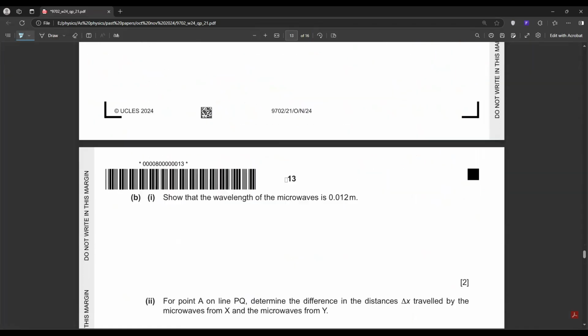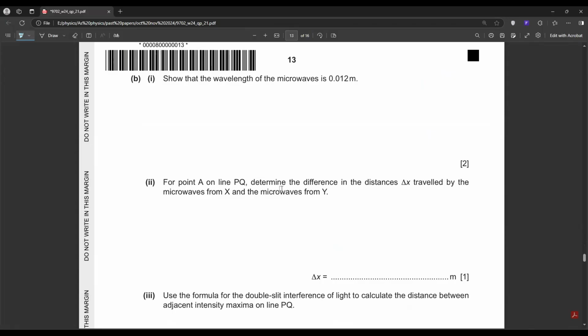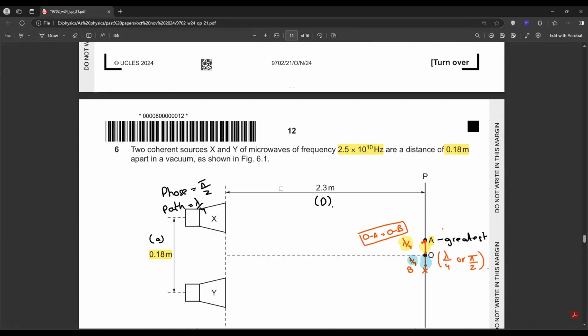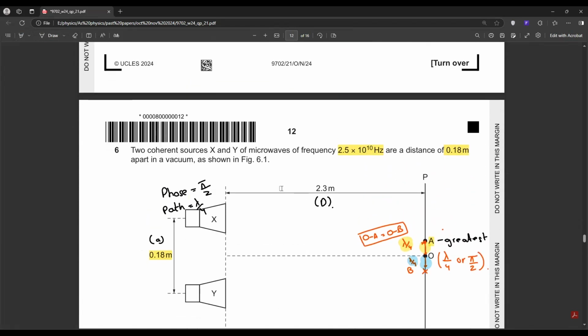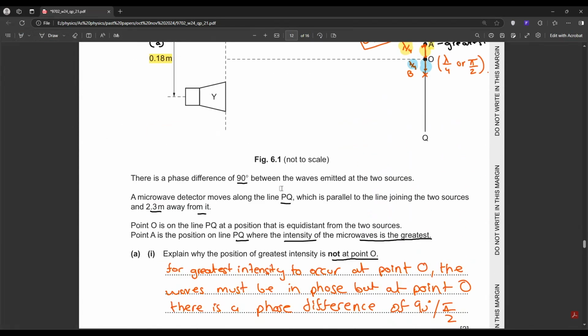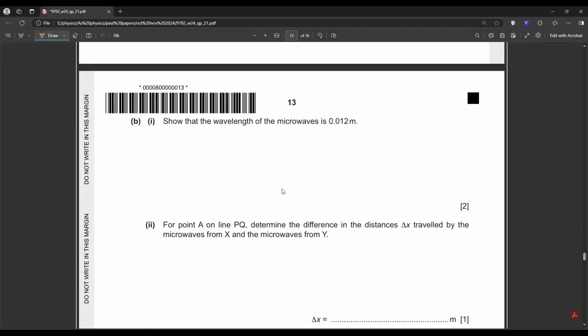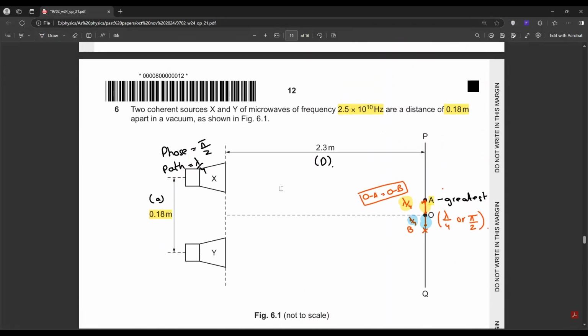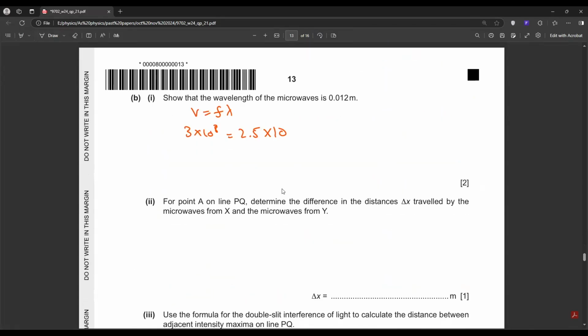Show that the wavelength of the microwave is this. Are you given the frequency of the microwave? Yeah, 2.5 into 10 raised to the power of 10 hertz. Perfect. So what will we apply? We will say v is equal to f lambda. Velocity is 3 into 10 raised to the power of 8. The frequency is 2.5 into 10 raised to the power of 10 hertz. Simple. What will your lambda come out to be?